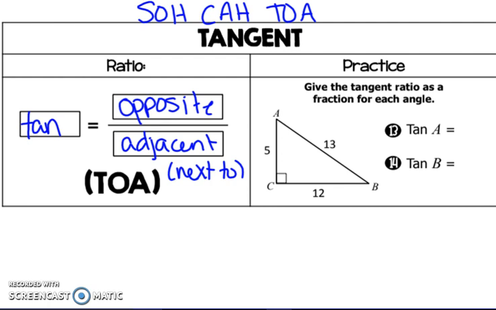Now, the biggest mistake that comes with tangent is labeling the sides wrong. So the first thing I want you to do every single time you have a right triangle is label your hypotenuse. In this case, my hypotenuse is 13. So you want to make sure you label that, because adjacent is where the confusion happens. And I know we don't need the hypotenuse for this, but label it so it's there.